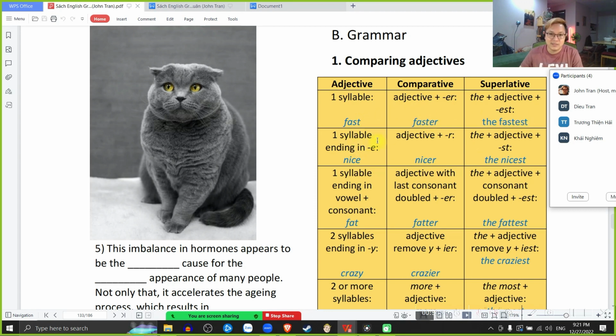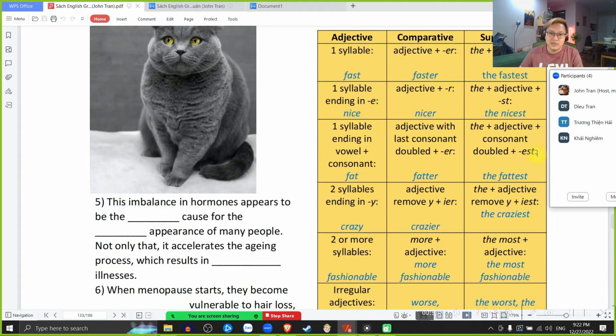If there's one syllable ending in e, like nice, for example, you add r, like nicer, and then st, the nicest. If there's one syllable ending in a vowel and a consonant, you have to double the last consonant and then add er, or est for the superlative.